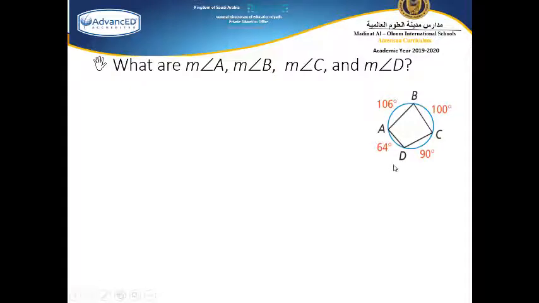How to find the measures of angles A, B, C, and D? The measure of angle A, this is an inscribed angle, intercepts the arc BCD. Let's find the measure of the intercepted arc BCD. This equals 100 plus 90. Then the measure of the intercepted arc BCD equals 190. Then the measure of angle A equals half of 190, which equals 95.